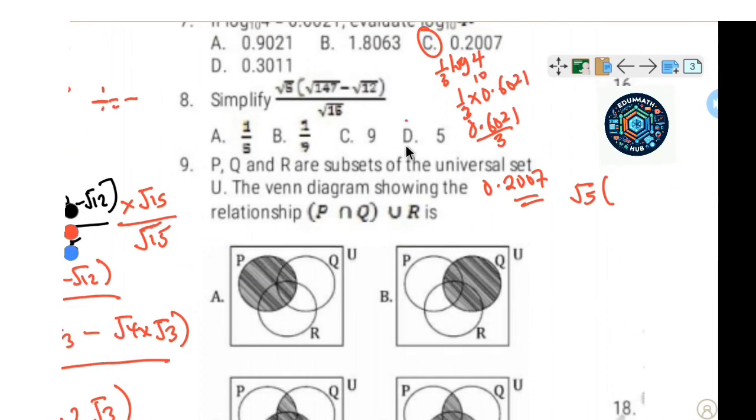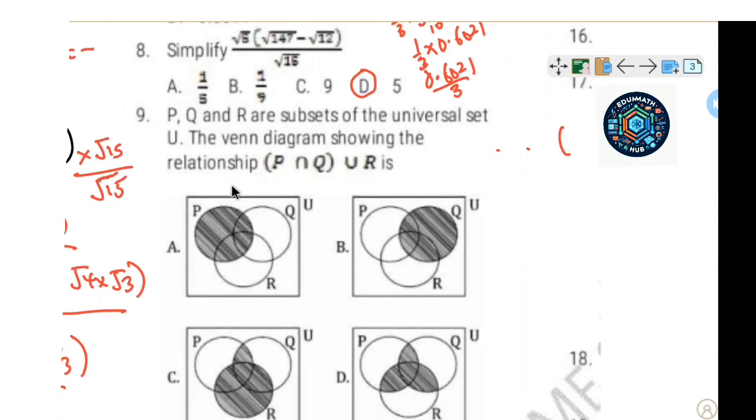So you go there and shade 5. Now number 9, you have this question here. This is a question on set. P, Q and R are subsets of the universal set. So this is the question on set. Watch out for our next video, which will be on set.